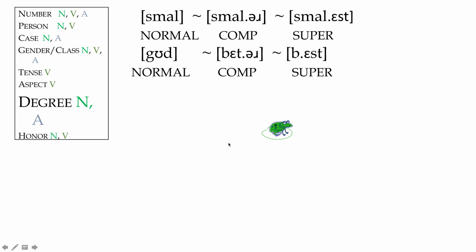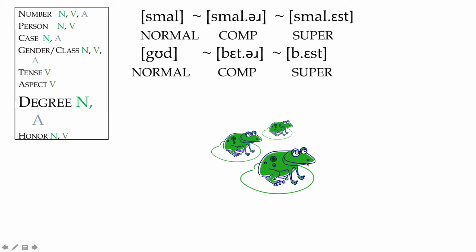Slavic languages play a lot more with degree than English does. So let's say I have this frog, but if there's another frog which is bigger, I would need a way to differentiate between these frogs. English would just say smaller. This frog is smaller. And this frog is larger than that one. This is the smallest frog, maybe the smaller frog, a small frog.